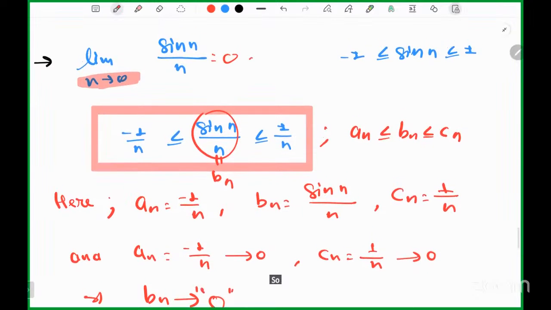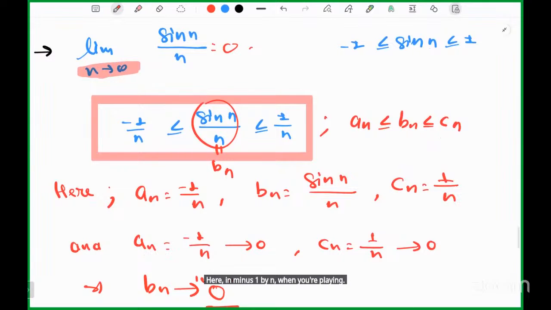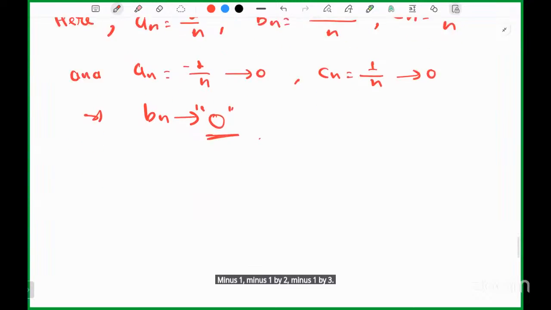So again, here also you have minus 1 by n. When you apply 0, it will become infinity, right? No, we are talking about n going to infinity only, not 0. As n goes to infinity, minus 1 by n will also converge to 0, right? Minus 1, minus 1 by 2, minus 1 by 3. Yeah.